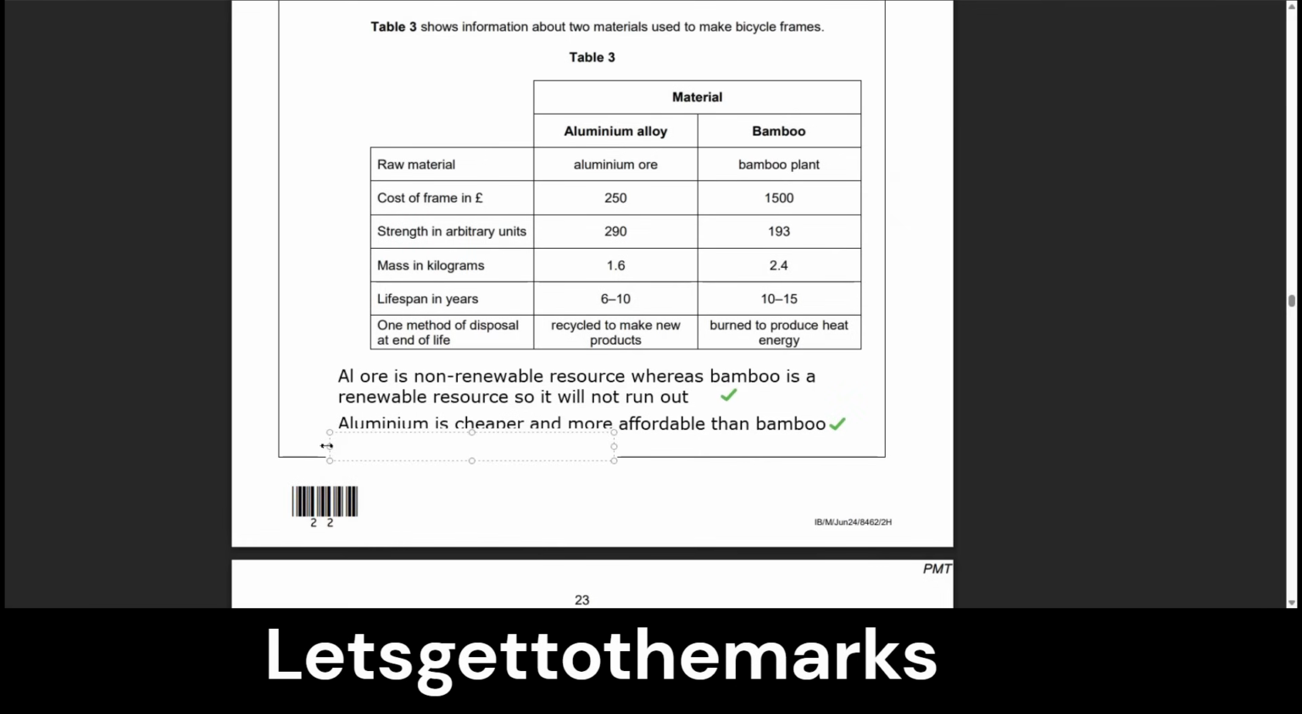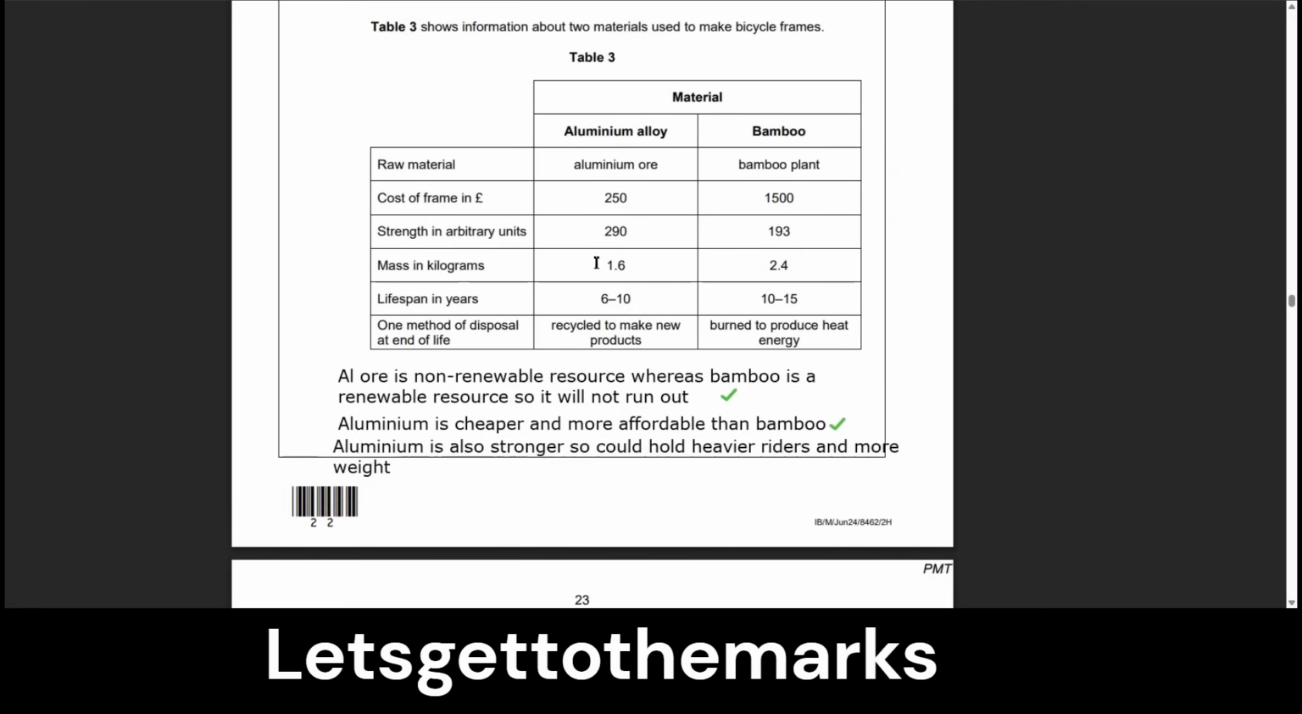Strength in arbitrary units. We want to say aluminium is also stronger, so it could hold heavier riders or more weight. Basically, if you're heavier, you'd want to pick the aluminium one, and it can hold more weight if you've got your shopping on there as well. So that's another tick for aluminium.